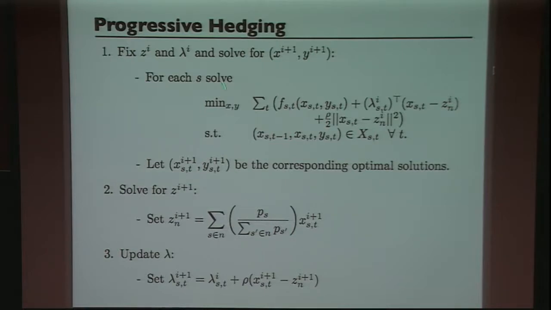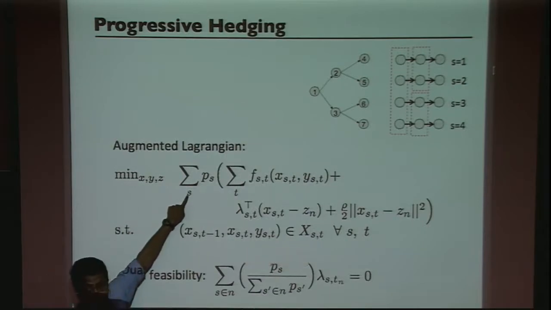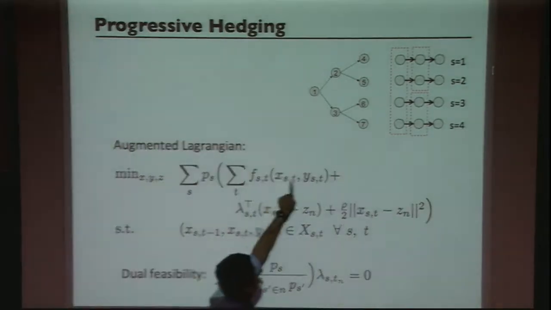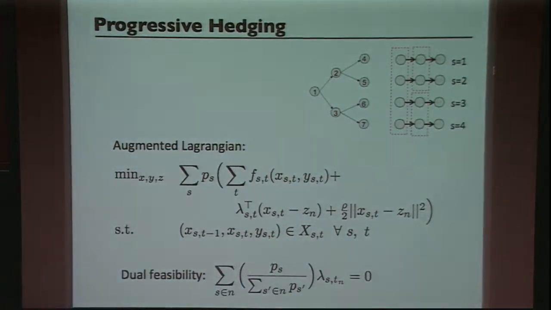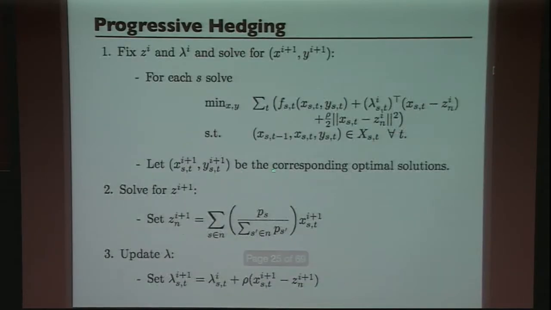Sorry for a lot of notation here. So let's first fix zi, which is my current guess for the node variables, and lambda i, which is my current guess for the dual multipliers. And you solve for xi and yi. So zi is fixed, lambda is fixed. So this problem is separable by scenarios now, right? Because remember, this is a sum over the scenarios, and every variable here is indexed by scenarios except z and lambdas. So I fix those, and as soon as I fix those, the problem decomposes by scenarios. So each of these problems I can solve separately from each other. That's the first step. So for each s, you solve these scenario subproblems and collect the corresponding solutions.